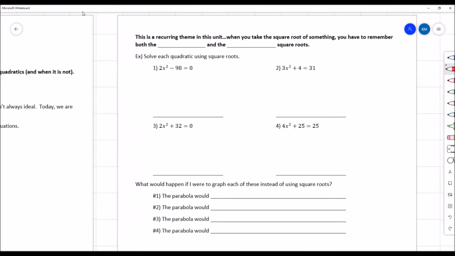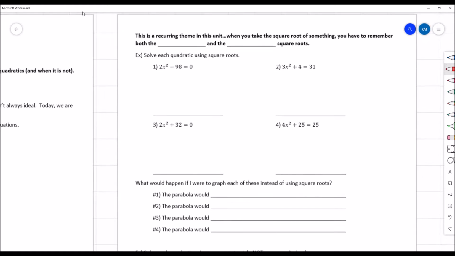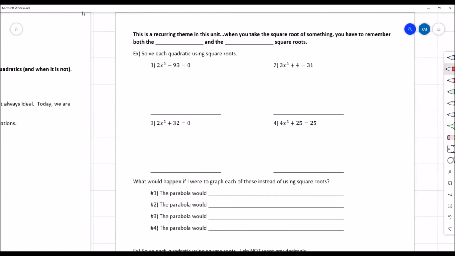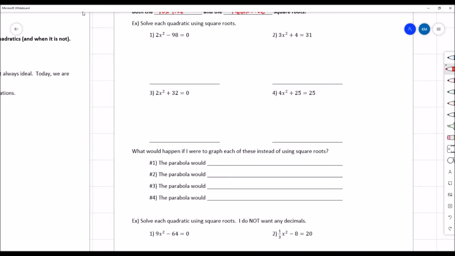This is a recurring theme in this unit. When you take the square root of something, you have to remember both the positive and negative square roots. So let's solve these problems. We have 2x squared minus 98 equals 0. So we're going to get the x squared by itself. Add 98 to both sides. 2x squared equals 98. Divide by 2.